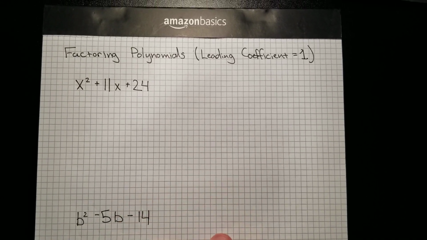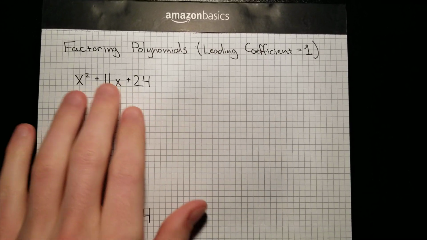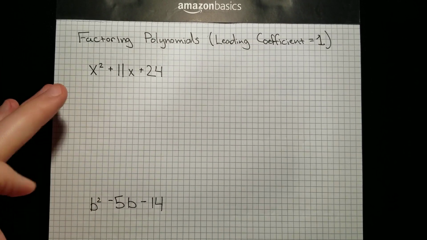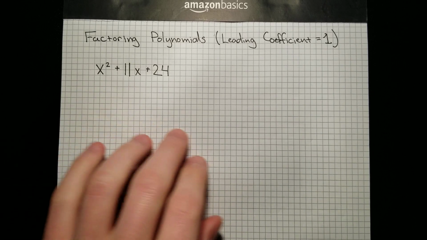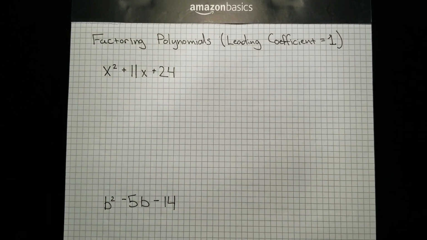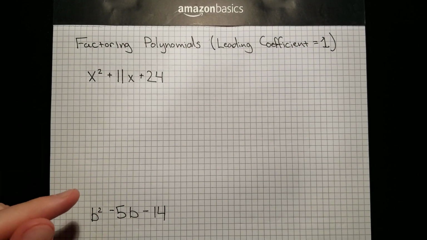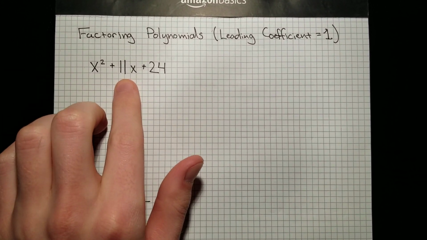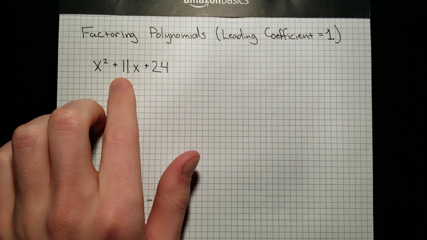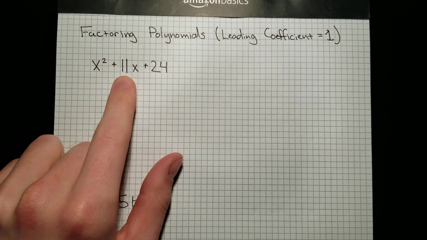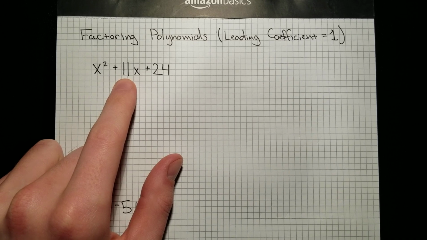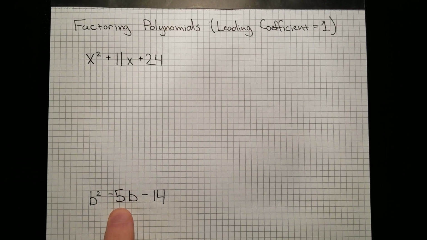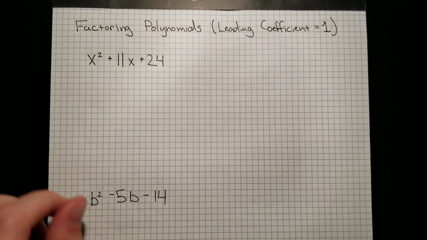Hey guys, so today we're going to be doing something called factoring polynomials. We're doing a specific type where all of the things you're going to be factoring will have something called a leading coefficient of 1. If you can remember, the word coefficient means the number that's being multiplied by a variable. So in this case, 11x means the coefficient is 11. Here, negative 5b means negative 5 is the coefficient. B is the variable. Negative 5 is the coefficient.